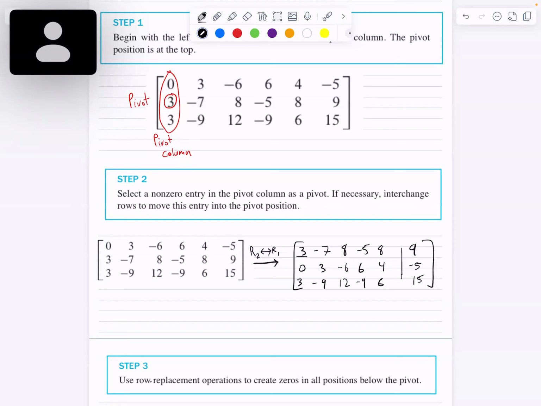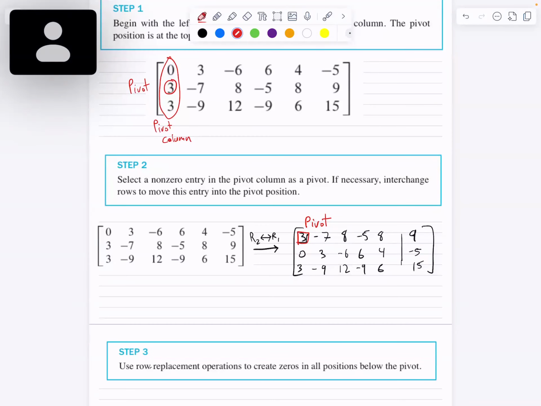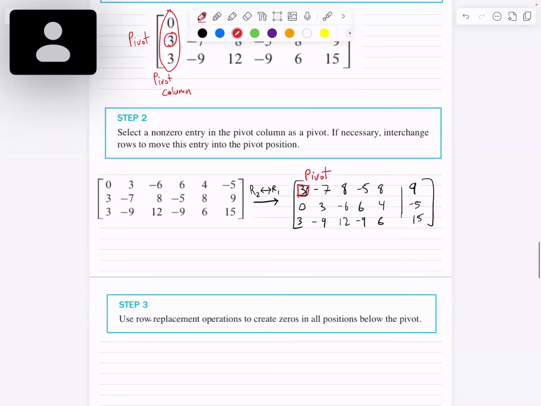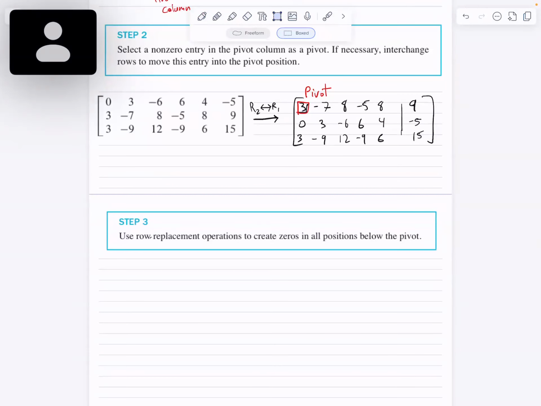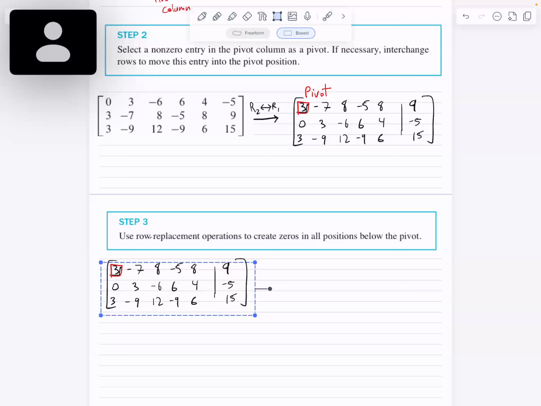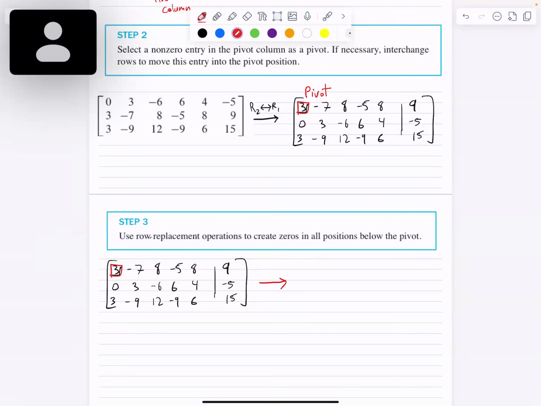So this is our pivot. This will be the pivot. So I swap the rows to get the pivot in the top left. Use row replacement operations to create zeros in all positions below the pivot. So I'm going to eliminate that position using our new pivot. And so I think I just have to take this and copy it. So I'm going to use that to eliminate the next one.